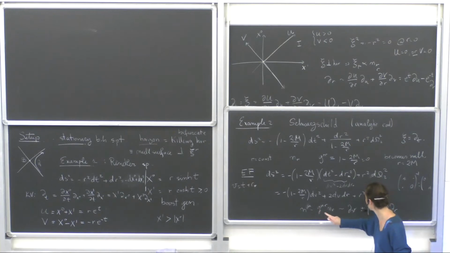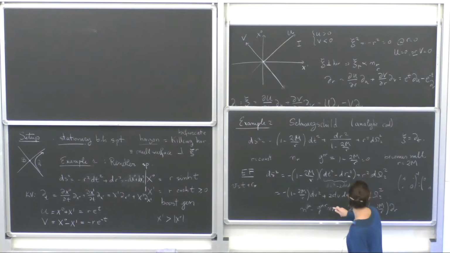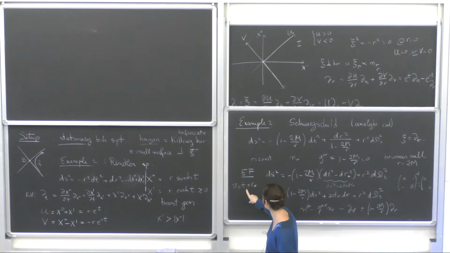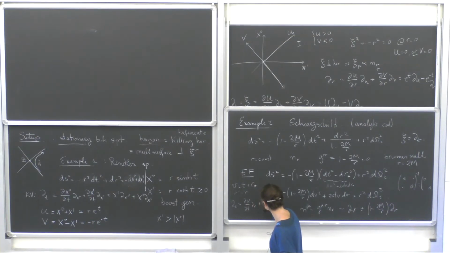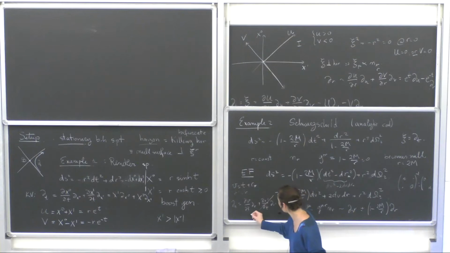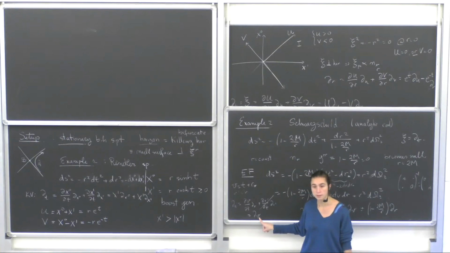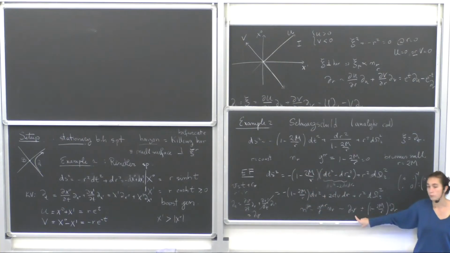And the normal is proportional to d/dv. But d/dt itself, if you work it out, so I introduced these new coordinates, v is t plus r star, and say r prime is equal to r. You can immediately see that d/dt is dv/dt d/dv plus dr prime/dt d/dr prime. This term is 0 because r prime is just r, and this is 1. So you see that in these coordinates, the Killing vector is just d/dv, which is proportional to n upper mu. Okay?